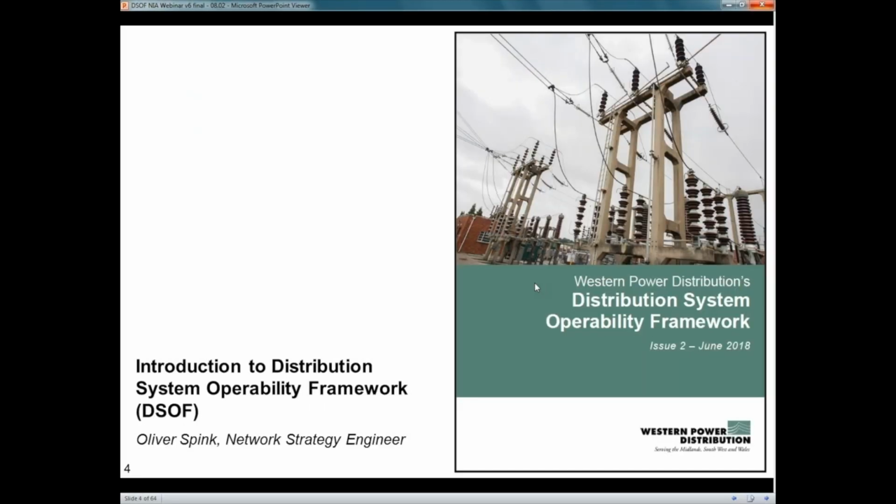So as an introduction to the Distribution System Operability Framework, or DSOF for short, this was first published in September 2017, around about the same time as our DSO strategy was launched, and it's been refreshed for 2018 and is constantly being expanded and updated over time.